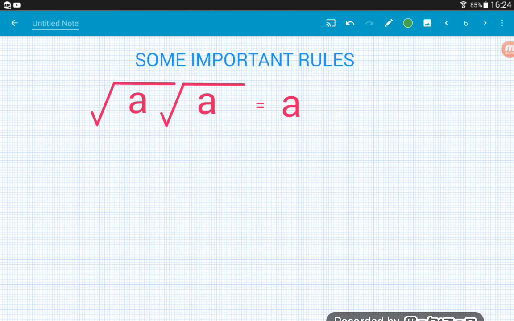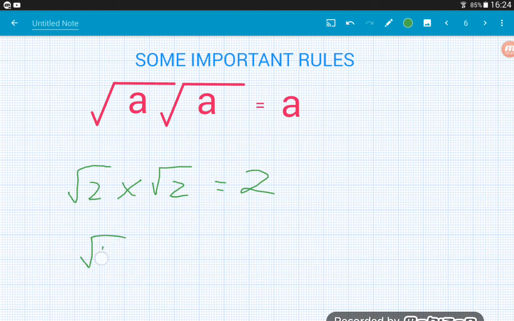And then the last one that we need to be aware of is if we have the square root of a number times the square root of the same number, then our answer is just going to be that number. So, for example, if we have root 2 times root 2, that will give us 2. If we have root 10 times root 10, that's going to give us 10. So that's another really useful little trick. That one comes up quite a bit actually when you're simplifying surds again.